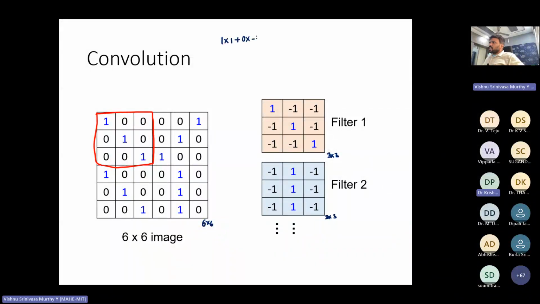So 1 into 1 plus 0 into minus 1 plus 0 into minus 1 plus 0 into minus 1 plus 1 into 1 plus 0 into minus 1 plus 0 into 0. Sorry, 0 into minus 1 plus 0 into minus 1 plus 1 into 1. Since all others are 0, it is 1, 1, 1, which is equivalent to 3. This value gets replaced by 3, and I get a new image. The first value will be 3.